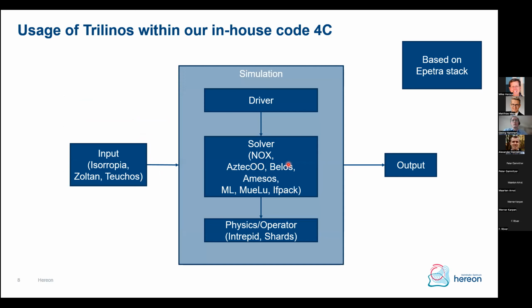Now here's just a short overview of our in-house code. And here I'd like to directly point out where we are using Trilinos packages. On the input side, it's the Teuchos parameter lists that we're using. The load balancing is done with the Zoltan package. And for the simulation, the calculation itself, especially on the solver side, we rely exclusively on the Trilinos solvers.